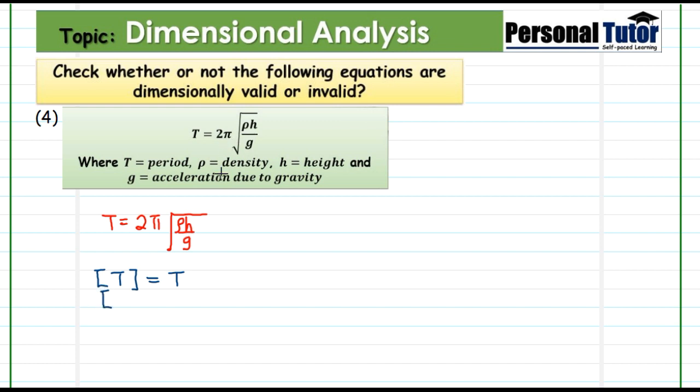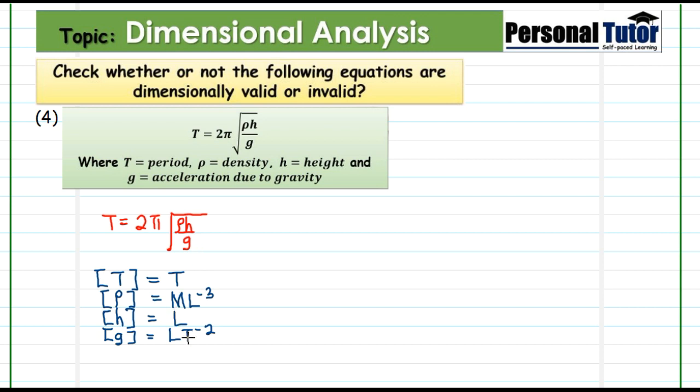The next term to consider is the rho, which is density, mass over volume. Its dimensional formula or equation is M L exponent minus 3. That of the h, the height. H expresses, or height expresses, length, and so it is L in terms of dimensional symbol. Then lastly, the g, acceleration due to gravity. So it is acceleration, L T exponent minus 2.